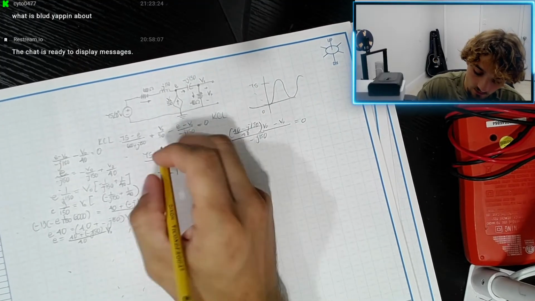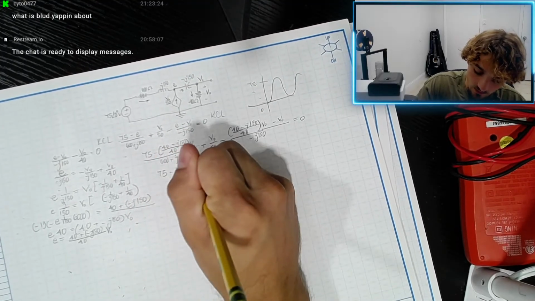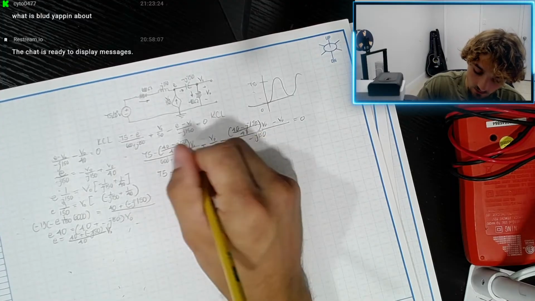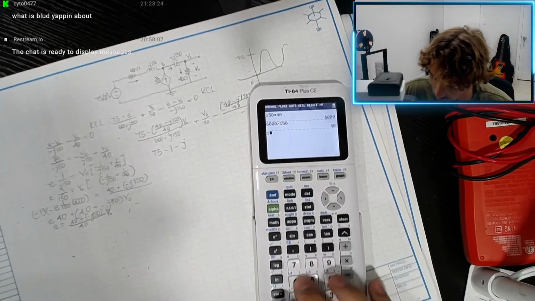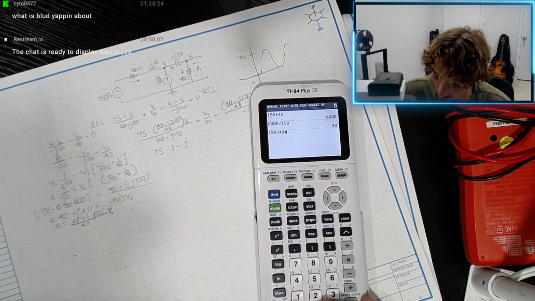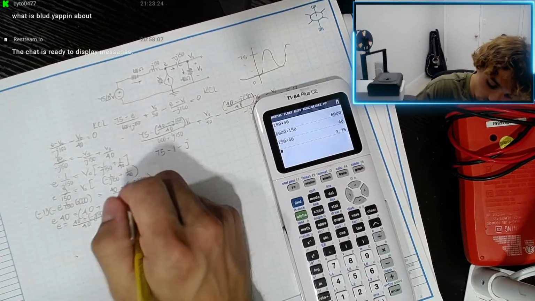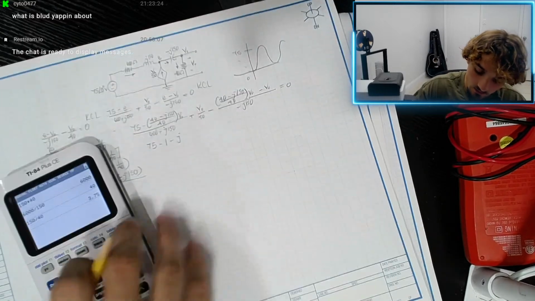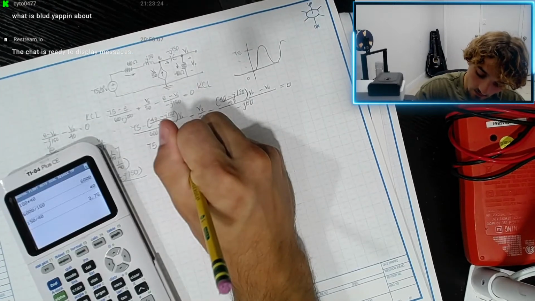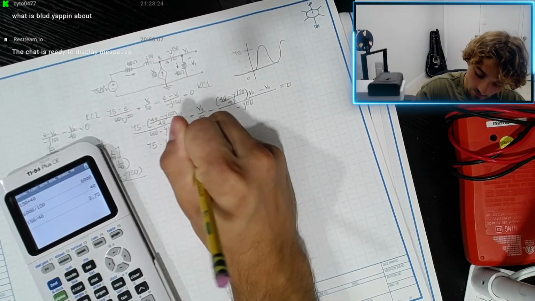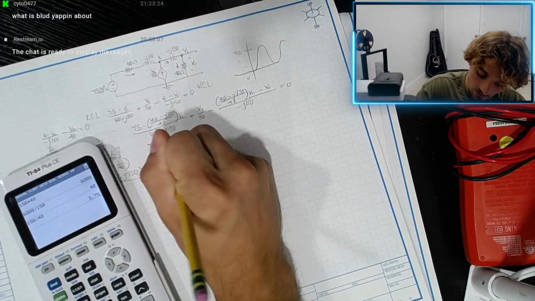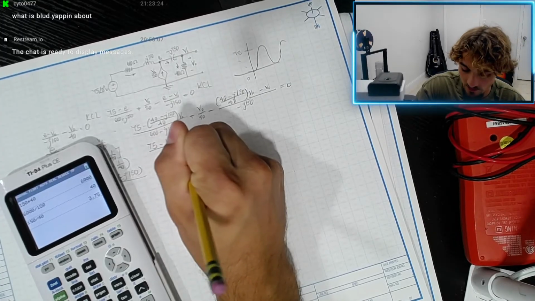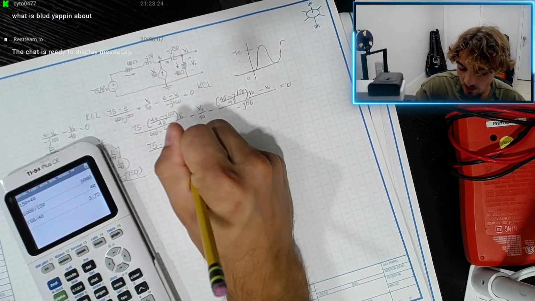Alright, so 75 minus 40 divided by 40 is 1. 75 minus 1 minus j 150 divided by 40. 150 divided by 40. 3.75. Okay, j 3.75. In the denominator, of course, 600 j 150.